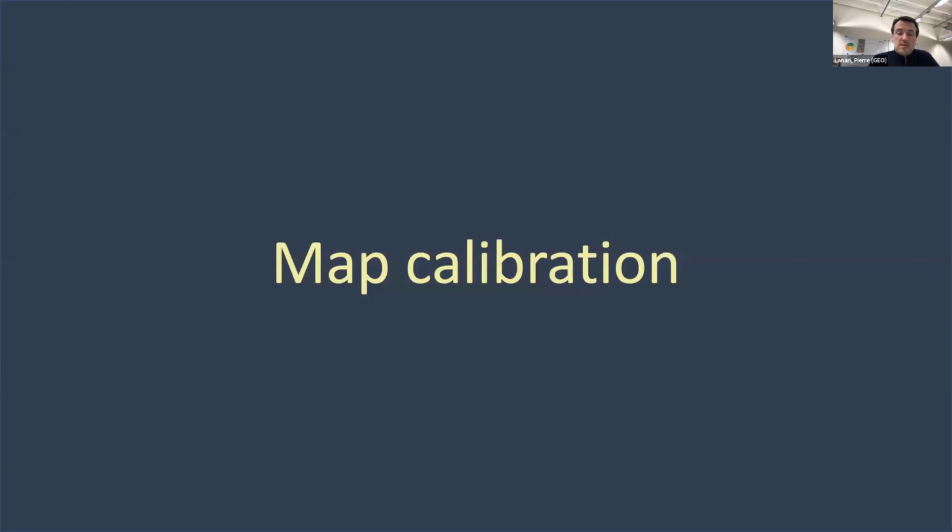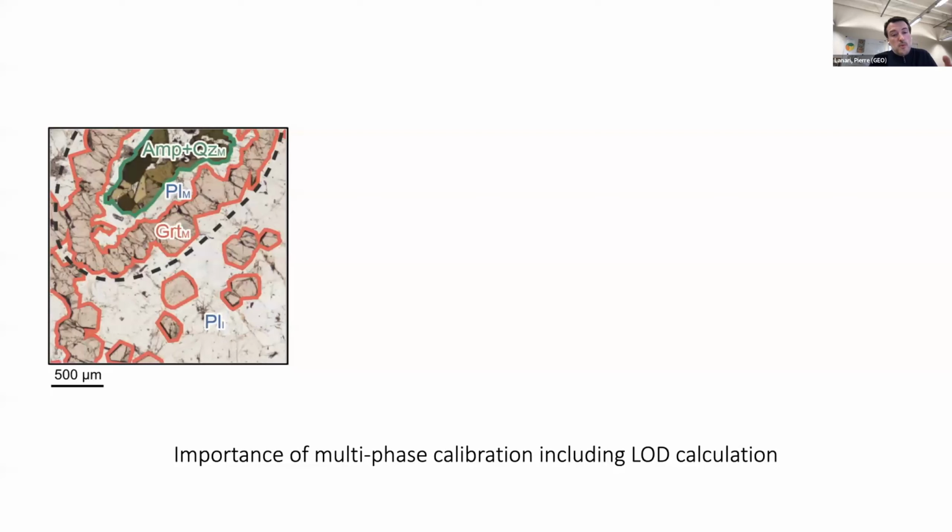Let's talk a bit about this map calibration, because this is a very important aspect. If we look at an area that we analyzed, this is an example of the map that Thorsten showed you, an optical image of the area where you see mainly 3 different minerals: amphibole, plagioclase, and garnet. It's a metagabbro with a very nice corona texture. I want to use that example to show you how important the multi-phase calibration is, and how important it is to include the limit of detection calculation in the calibration.